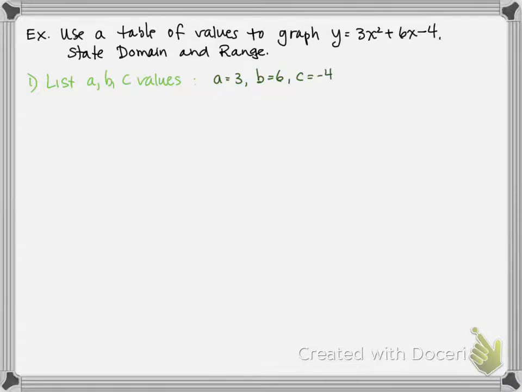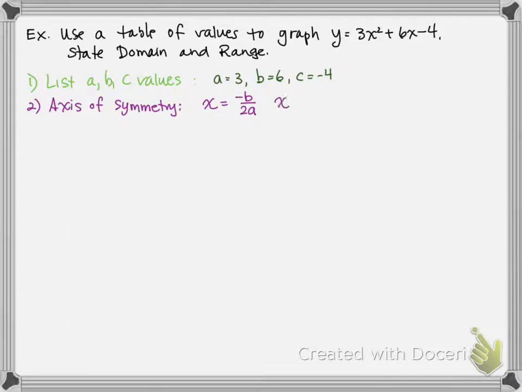Okay? Next, we're going to determine the axis of symmetry. The axis of symmetry is a formula. X equals -b over 2a. I'm going to show you a couple lessons down the line where that comes from. Okay? So, we're going to start substituting the values from above in there.